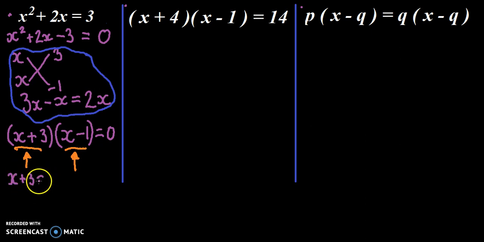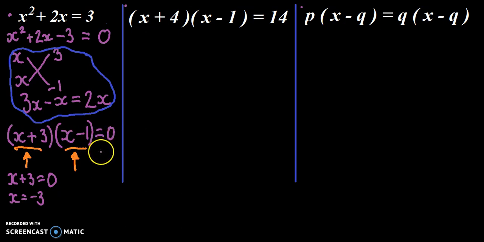How do we do that? Well, we say x plus 3, we need it to equal 0. So let's move the 3 over, and x is equal to negative 3. So that would make this bracket equal to 0, which means 0 times whatever this is just going to be 0. But what if x isn't negative 3?